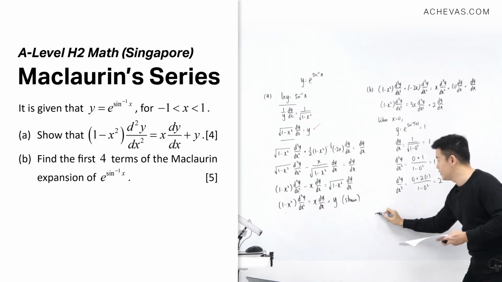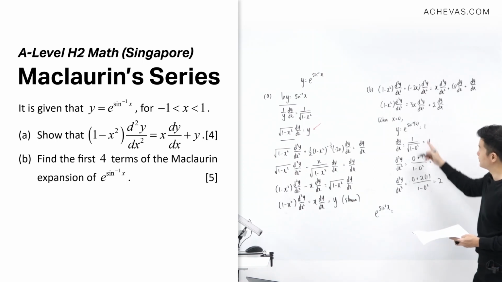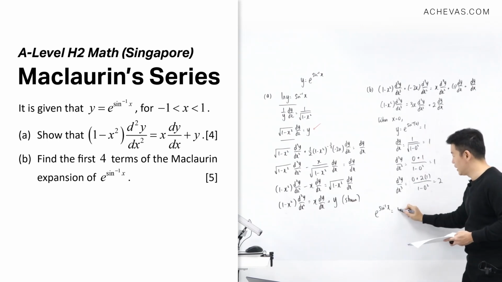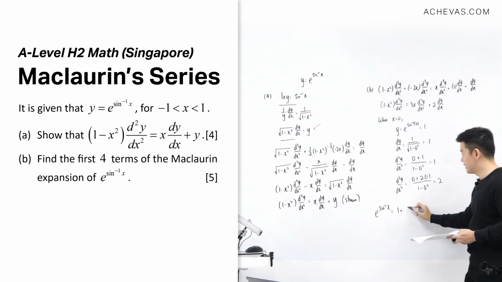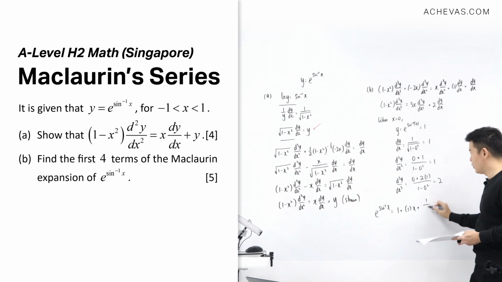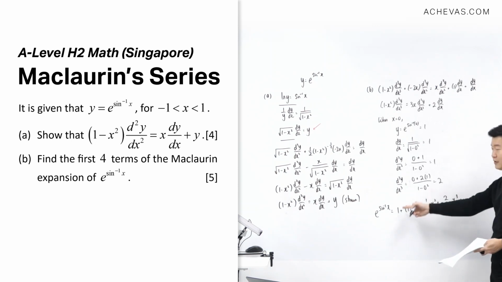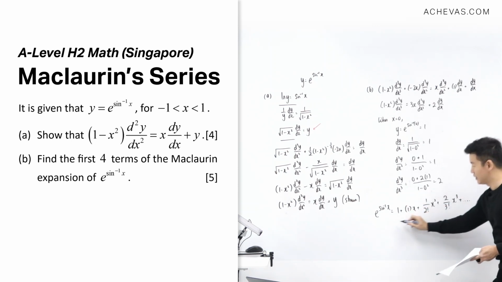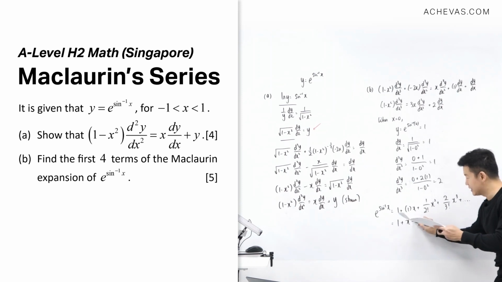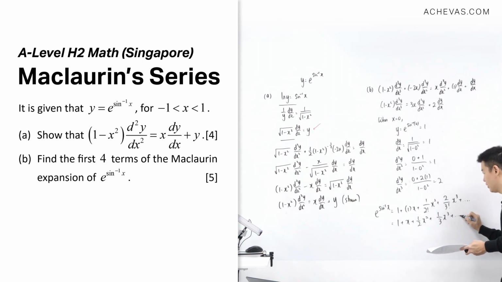Now we know the Maclaurin's expanded form for e to the power of sine inverse x. It is going to be equal to f of 0, which is 1, plus f prime 0 times x, so it's going to be 1 times x. Then plus f double prime 0, which is 1, over 2 factorial times x squared, plus f triple prime 0, this divided by 3 factorial, times x to the power 3 and so on. Since we have already gotten the first 4 terms, I don't really need to write down the rest of the terms here. This will give me 1 plus x plus 1 over 2 x squared plus 1 over 3 x to the power 3 all the way till infinity.